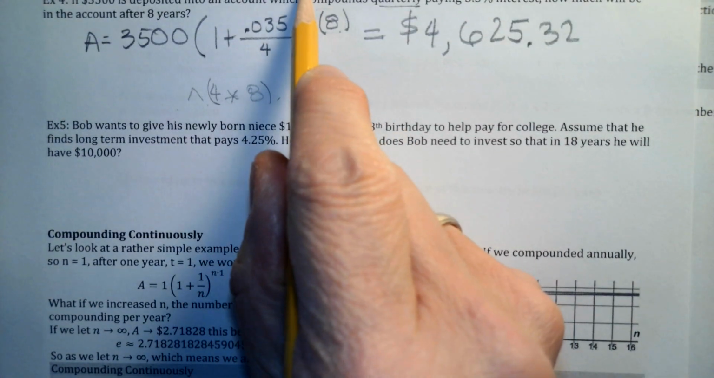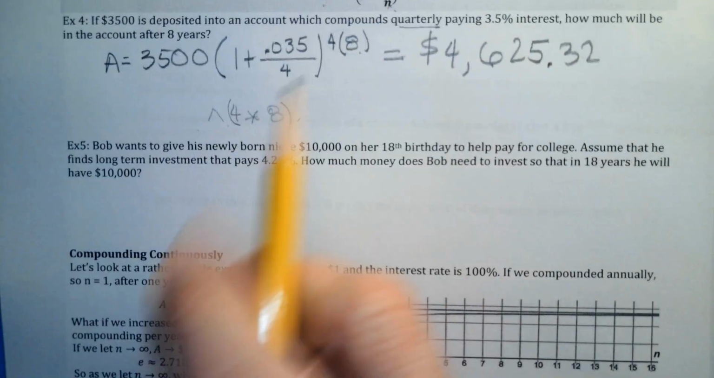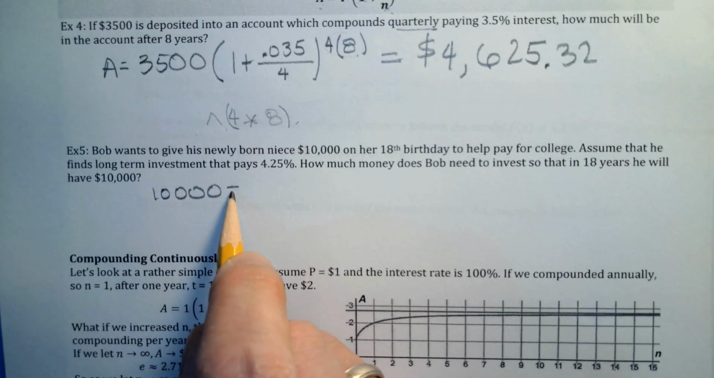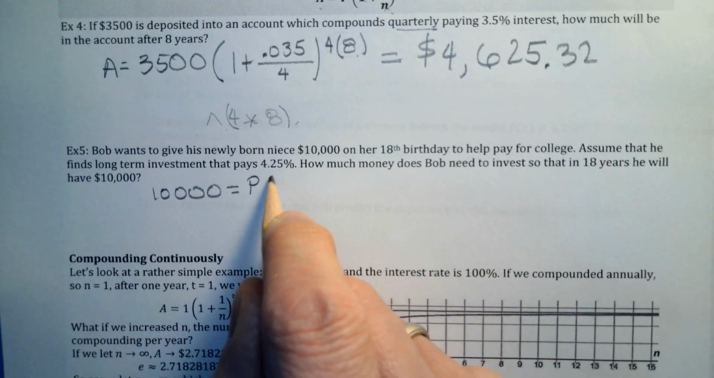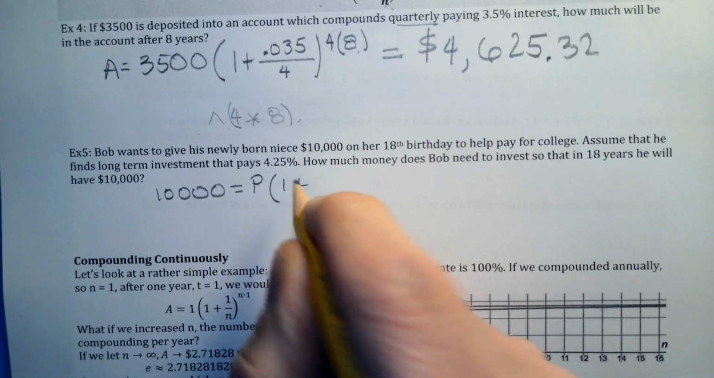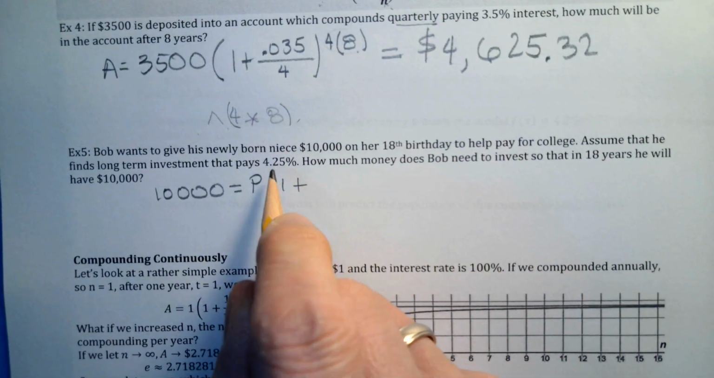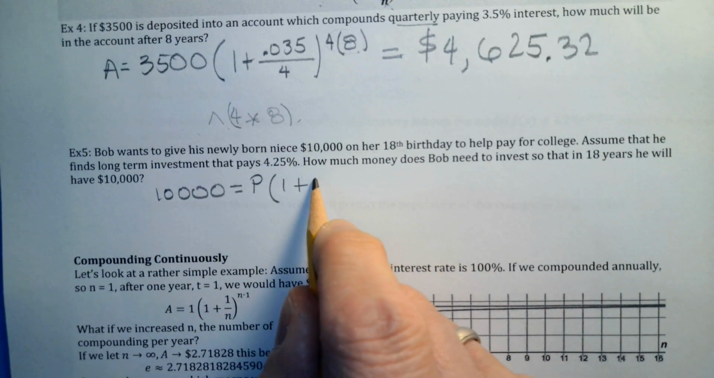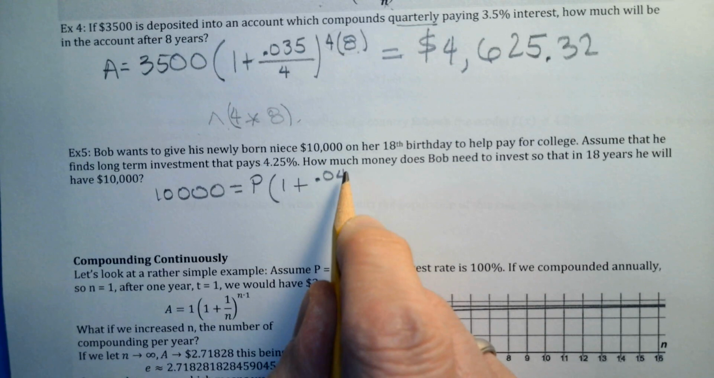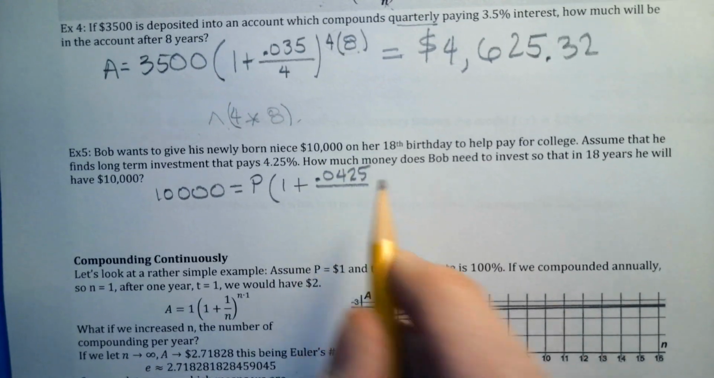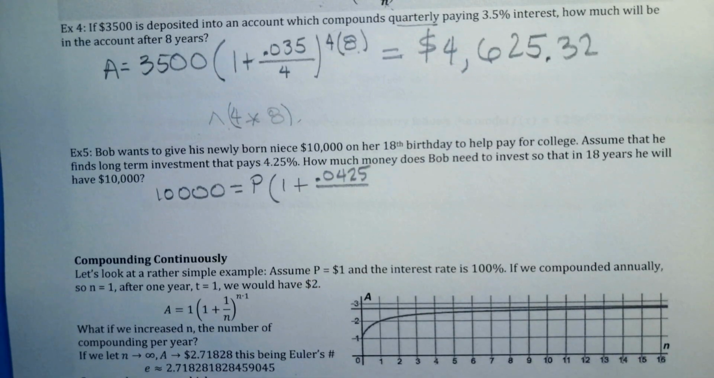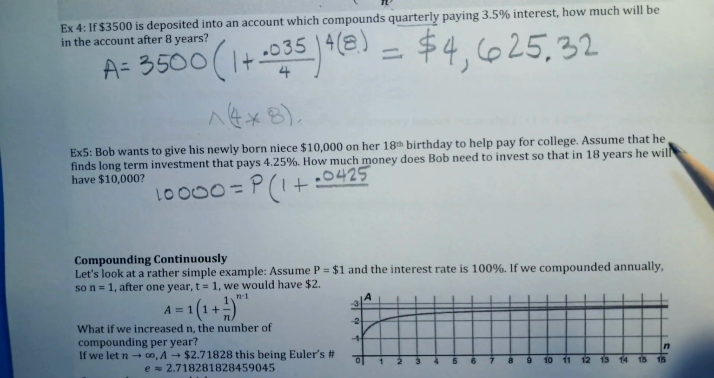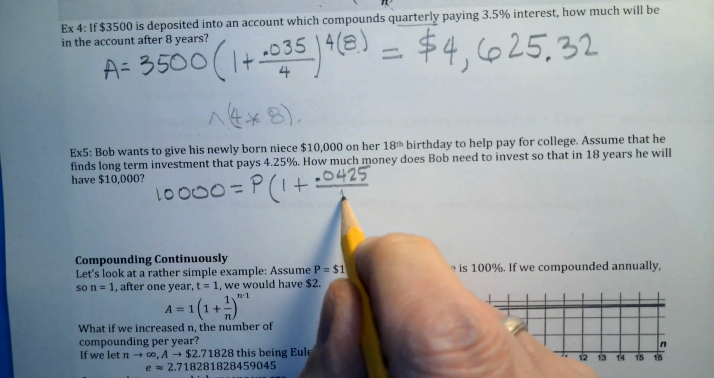All right, this time we know what the A is. We want 10,000 at the end. So 10,000 is equal to, and this time we don't know the principal. All right, 1 plus, now be careful, the interest rate. It seems like if I said 4, everyone would have no problem, but when I put a 4.25, that throws people off. 0.0425, right? Over, let's see, how much is it compounding? Assume long-term investment. Doesn't say how much we're compounding, so I guess we're going to assume that it's once a year.